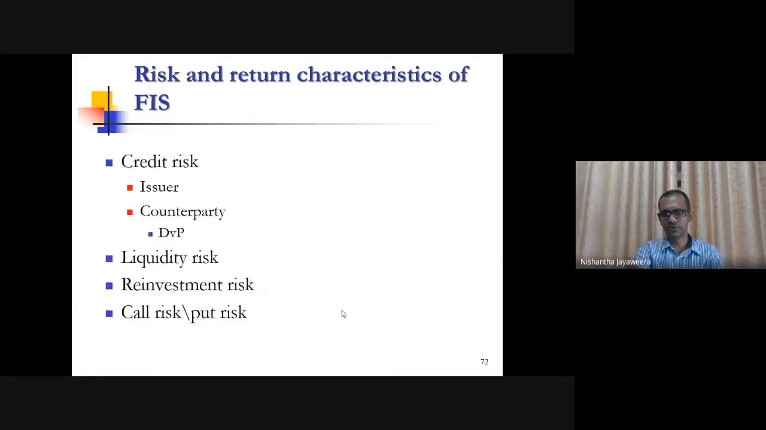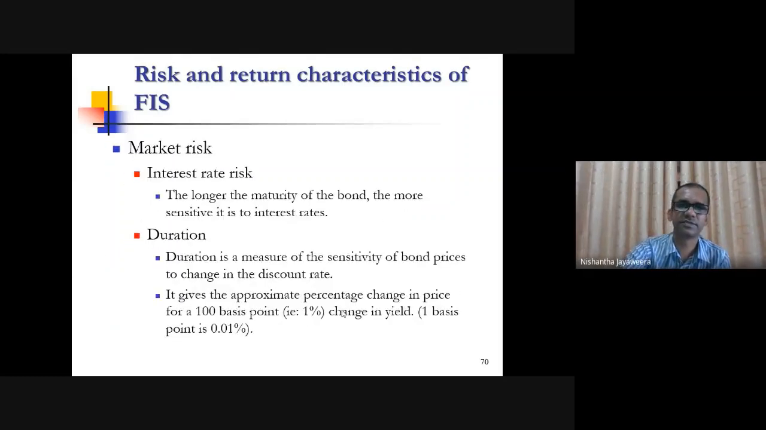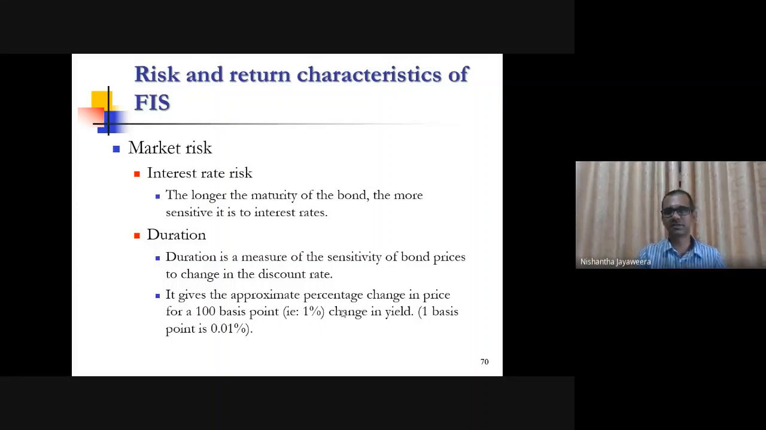So now we have to discuss the risk of investing in fixed income securities. I think we should stop here and start this next week. So do you have any questions on what we discussed so far?